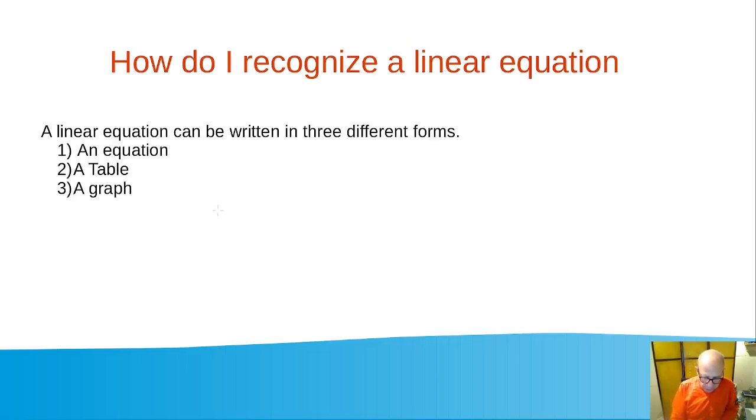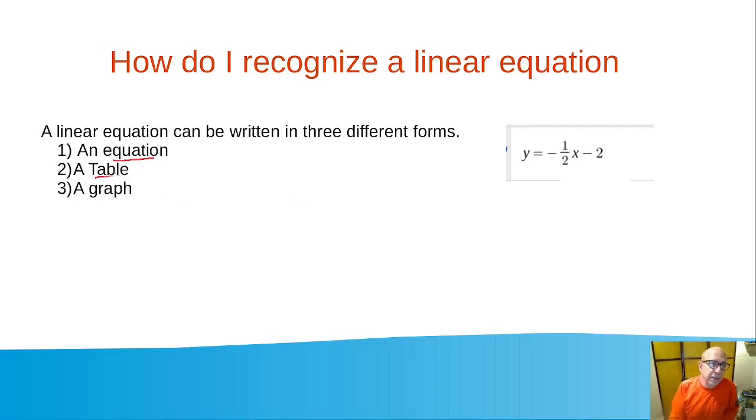Now, they are called equations, but there are three ways we can write linear equations. The first, of course, is an equation. And a linear equation would be like this one, y equals negative 1/2 x minus 2. Don't say negative 1/2 x because it might get confusing.